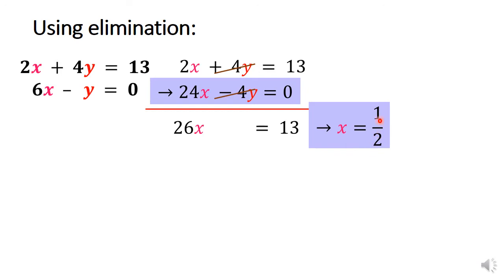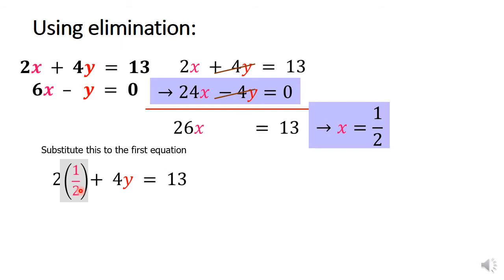So now we are going to substitute this solved value of x to either of the two given equations. Say we are going to substitute it to the first equation. So the first equation is this. If we substitute this to the x in here, we will have 2 times 1/2 plus 4y equals 13. You notice we can just cancel the 2's. So this will give us 1. These are reciprocals of each other. 2 times 1/2 is 1, not 0. So that is 1, plus 4y equals 13.